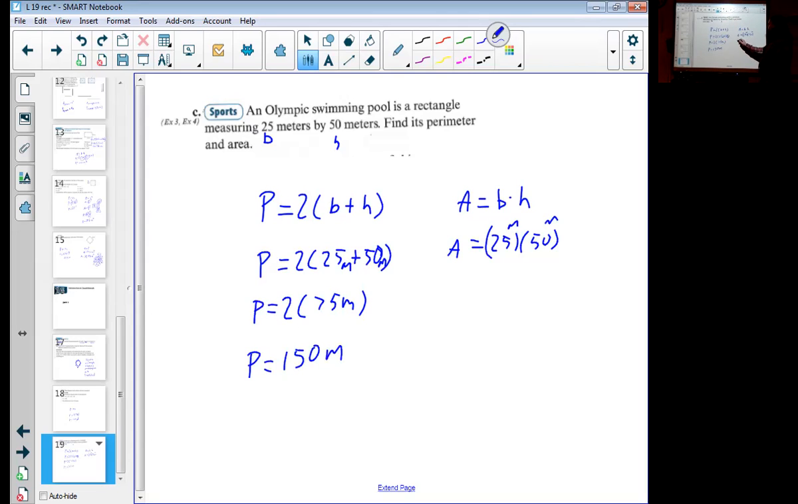Over here, we can multiply our numbers together. So we have 25 times 50. Well, 0 is going to be there because we have the 0. 5 times 5 is 25. 5 times 2 is 10, plus 2 more is 12, so 1,250. Now you have meters times meters, that is square meters.